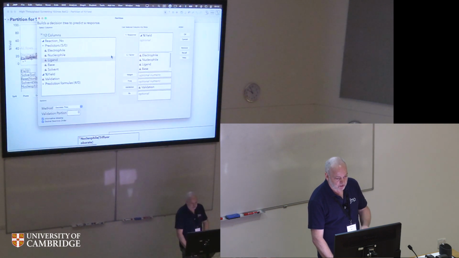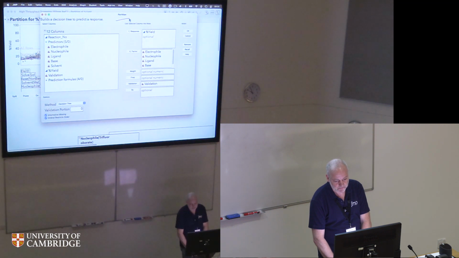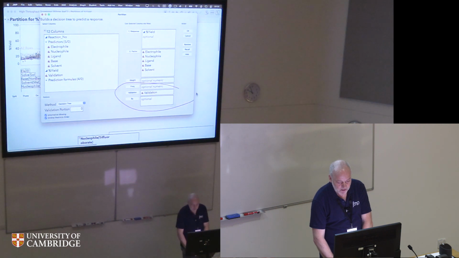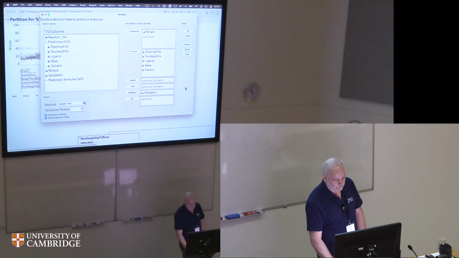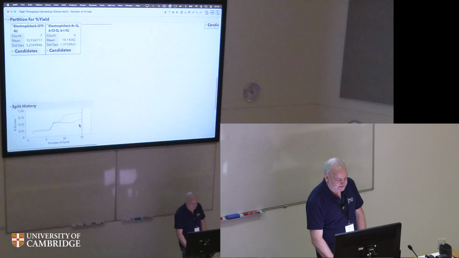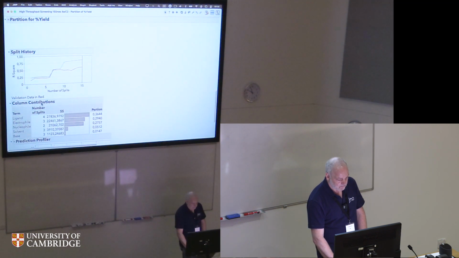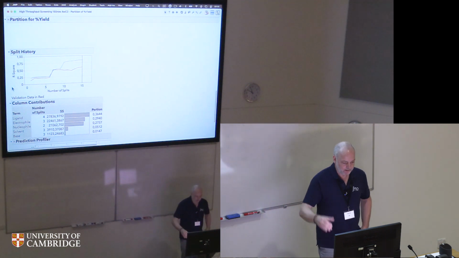So this tree was built using the partition platform. So that's the name. We have the response. We have the 5 predictors in here. But we also use the validation split first time for this model. And then what JMP does is splitting again and again and again.